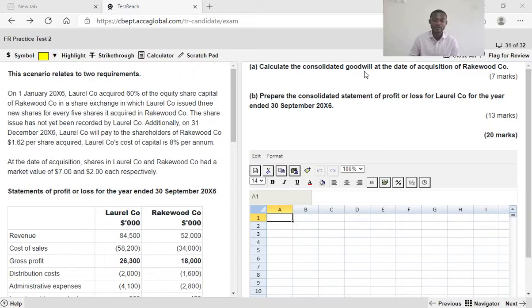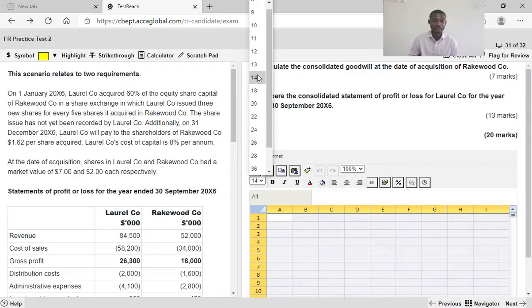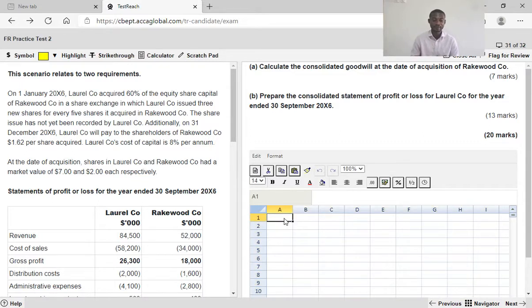The requirement A: calculate the consolidated goodwill at the acquisition date of Rockwood, for 7 marks. So the requirement is the consolidated goodwill at the date of acquisition. In my spreadsheet, I want to format the whole spreadsheet and make sure that my font is 14 throughout, just to ensure that you can see clearly when I'm typing.